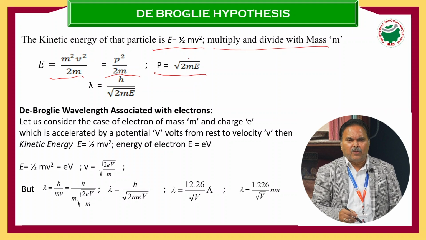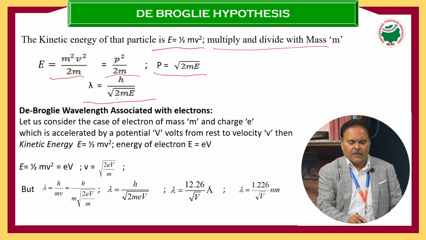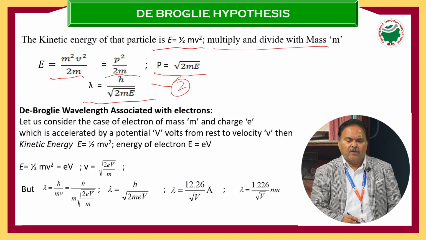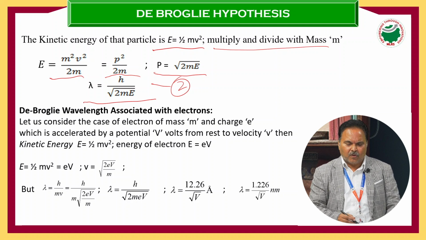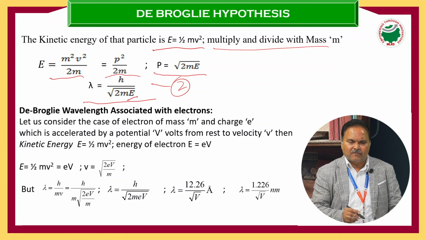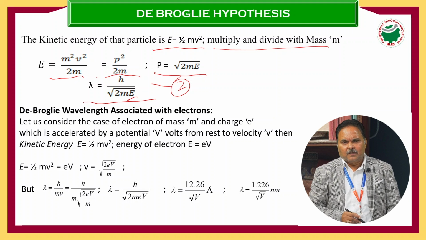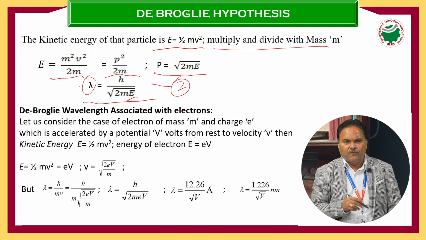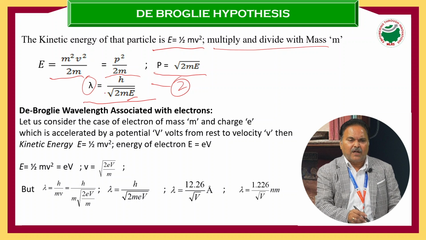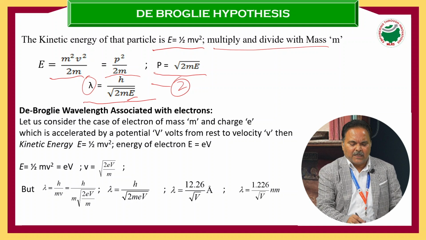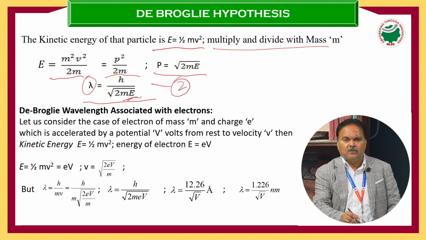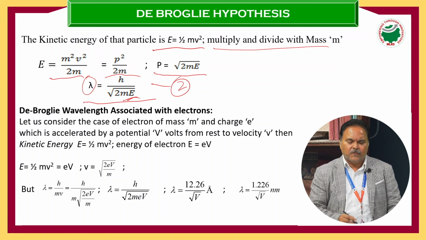Then substitute this p value in the de Broglie wavelength. That equation becomes h by root 2mE. So this is the second equation. The first equation is lambda is equal to h by p. The second one is h by root 2mE. This is another representation of the de Broglie wavelength. If you know the energy of the particle, then you can directly calculate the wavelength. And if you require a certain wavelength, you can find how much energy you want to give using this equation, lambda is equal to h by root 2mE. This is in terms of the energy relation.